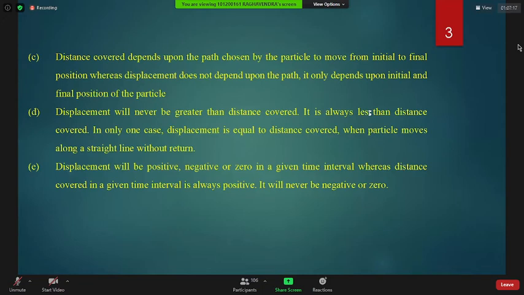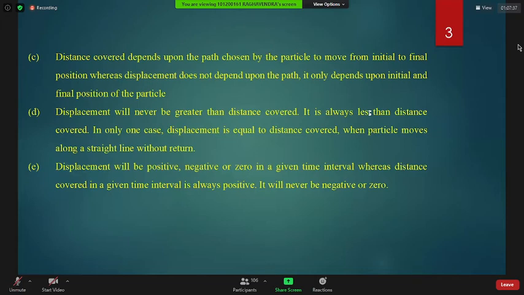Sir, when will displacement be zero? When you start from the origin and again come back to the origin. From where you started, you again come back to that point. You have gone from your house to school and again come back to the house. Your displacement is zero.